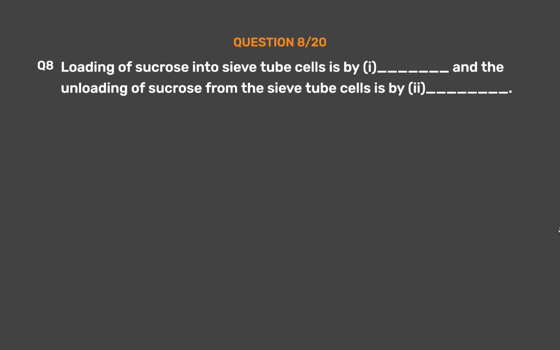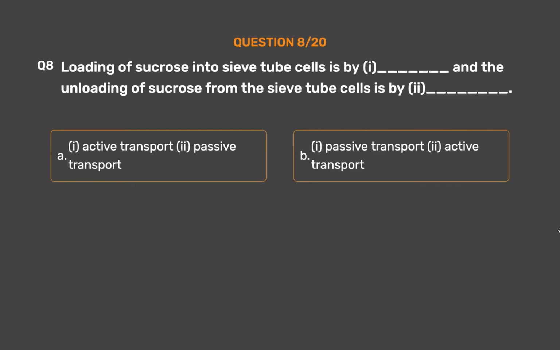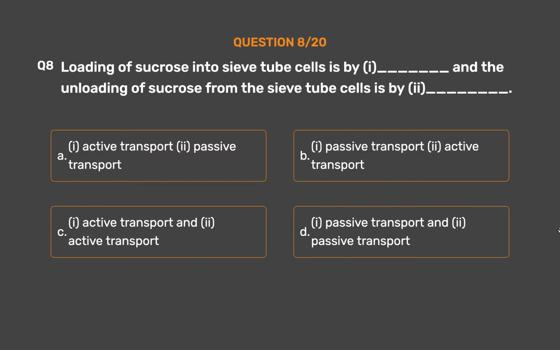Question number 8. Loading of sucrose into sieve tube cells is by 1, and the unloading of sucrose from the sieve tube cells is by 2. Option A. 1. Active transport. 2. Passive transport. Option B. 1. Passive transport. 2. Active transport. Option C. 1. Active transport and 2. Active transport. Option D. 1. Passive transport and 2. Passive transport.